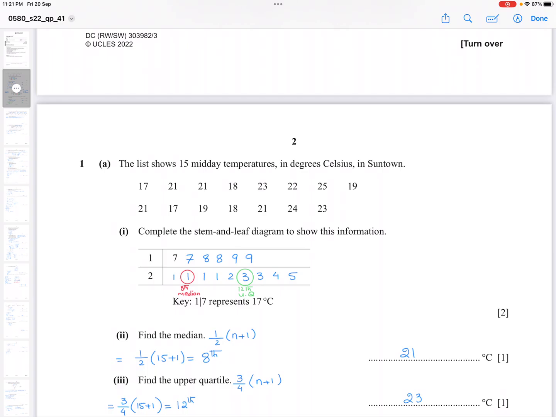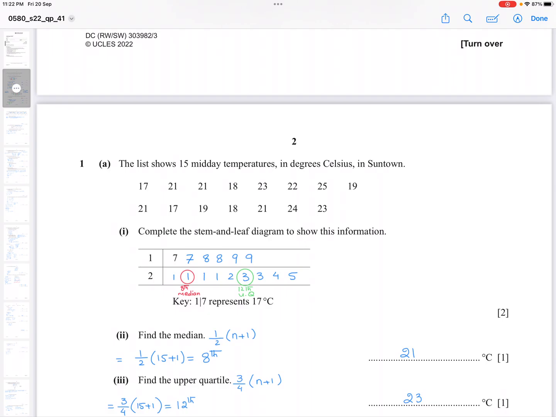Then you see 18 two times, so you write 8, 8. And then 2 19s are there, so write 9, 9 in the leaf. Now come to the second stem, 2. So 2 and 1 means 21. So 1, 2, 3, 4 times 21 you can see in the data. So you write 4 ones in the leaf.